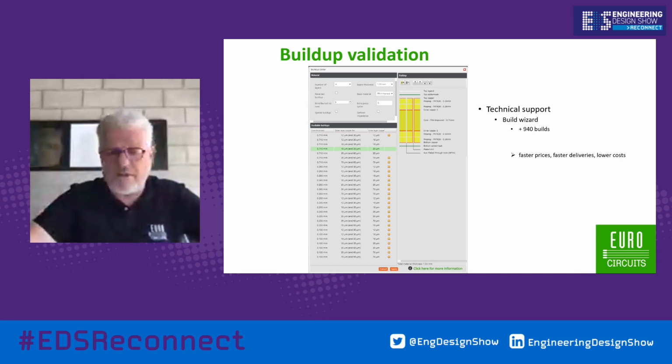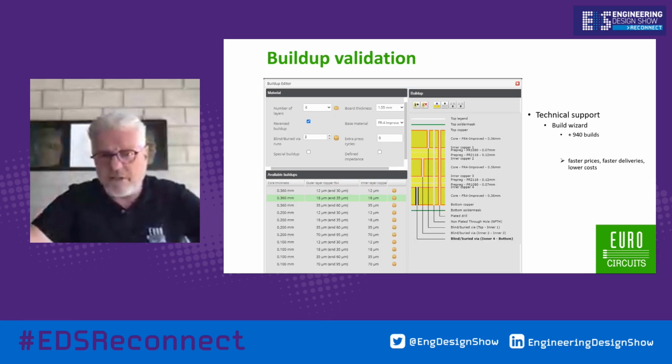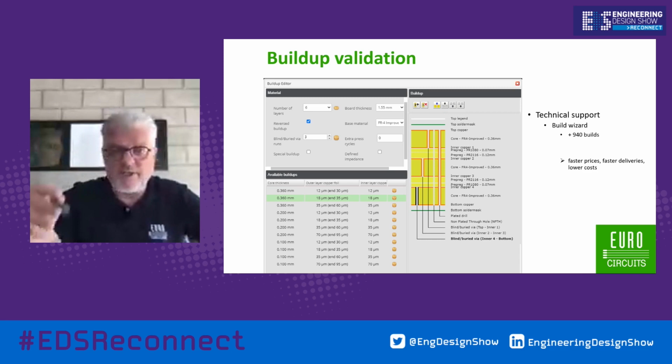And the build-up editor does a lot more. It also does build-up validation. It tells you, for instance, this is an example of a 6-layer with blind and buried vias, whether this will work or not. If you choose a via combination that we cannot produce, then the system will tell you. It will also tell you if you have chosen a very expensive combination with the coins next to it.